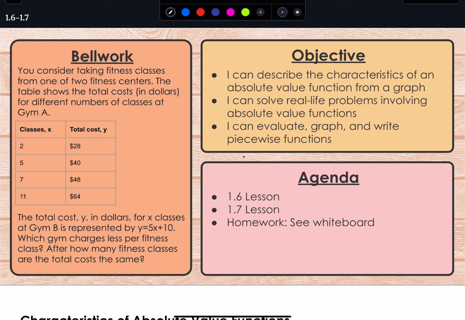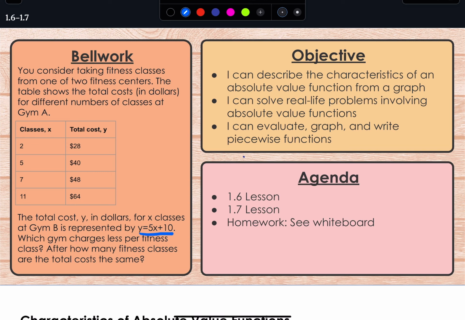Okay. So you should have worked on the bell work. This is a question that is like what we did in 1.5. So we're talking about two different linear situations, gym A and gym B. Gym B is represented by this equation, and gym A we have a table for, so we have to find the equation for it so we can compare the two situations, right?